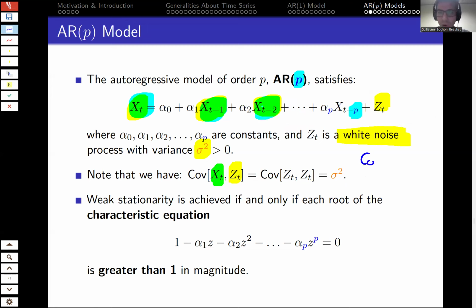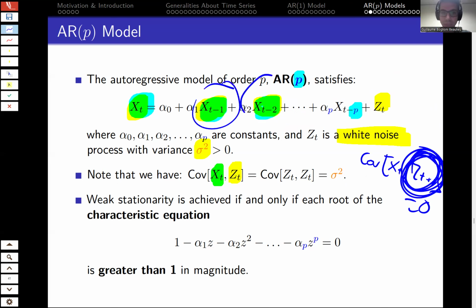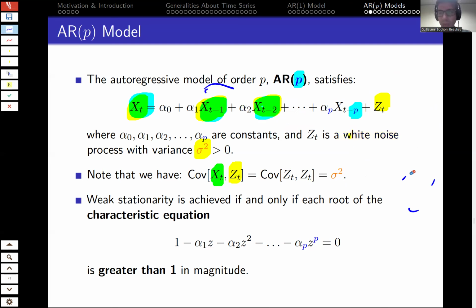The covariance between x_t and z_{t+1} would be 0 because now z_{t+1} is in the future. So there's 0 covariance between all the terms, between all the z_{t+1} and all those things. Okay, this is something that pops up a few times.